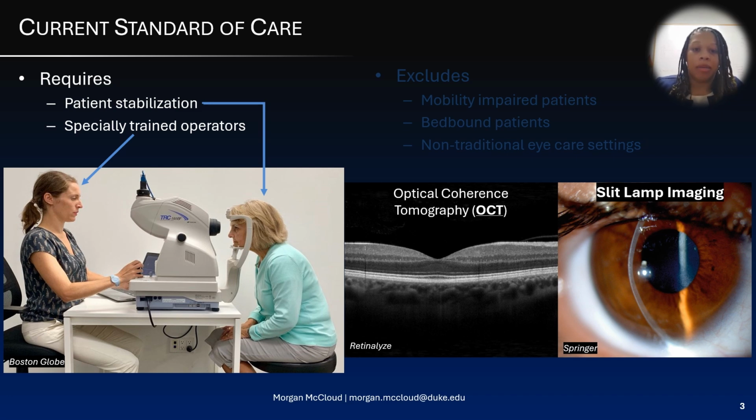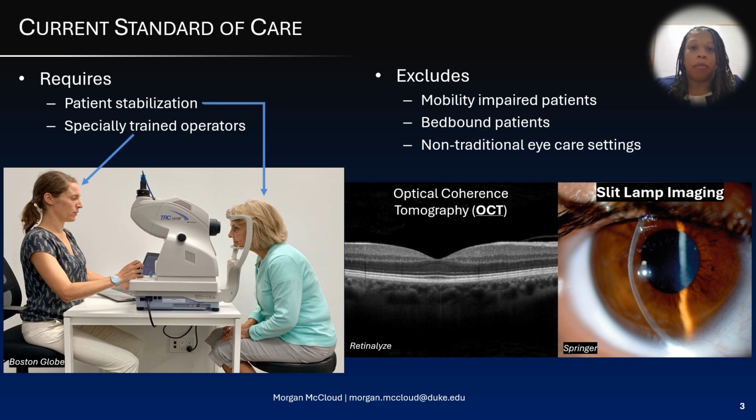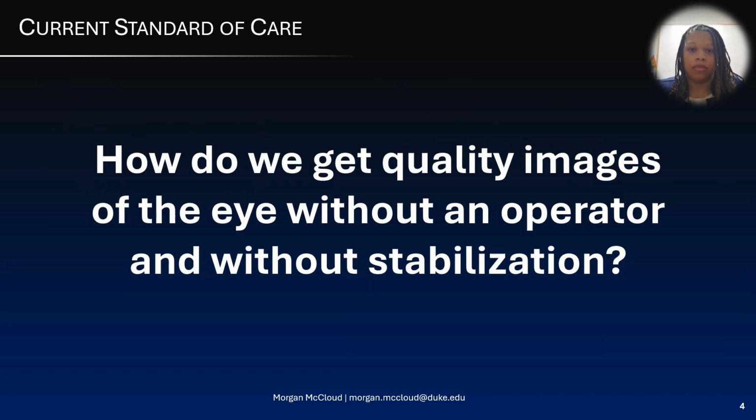While this form factor is limiting, it can exclude patients that are mobility impaired and can't hold themselves still, even when placed in a chin and forehead rest. This form factor is also limiting to those that might be bedbound and can't physically place themselves in these systems. And this form factor, the tabletop imaging systems, are also harder to use in non-traditional eye care settings where a specially trained operator isn't always there to man the device. This begs the question, how do we get quality images of the eye without the operator and without stabilizing a patient?